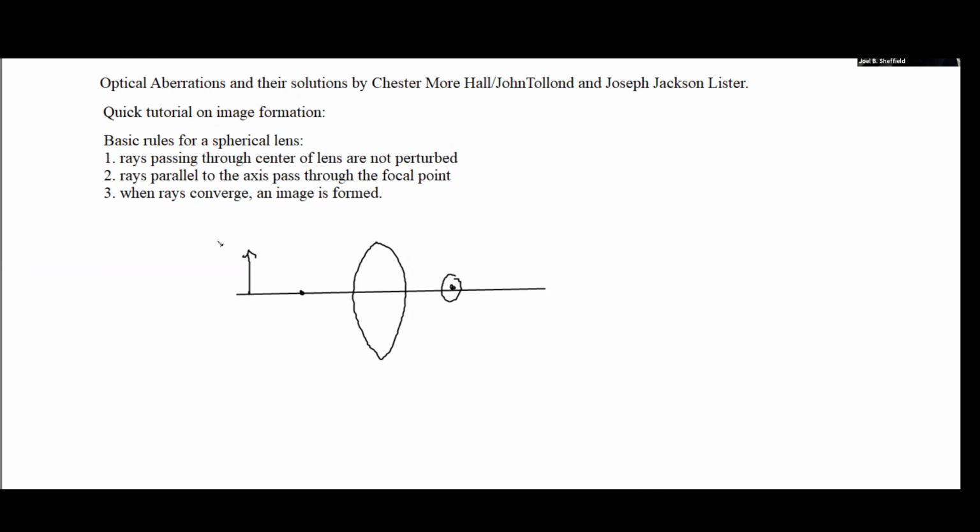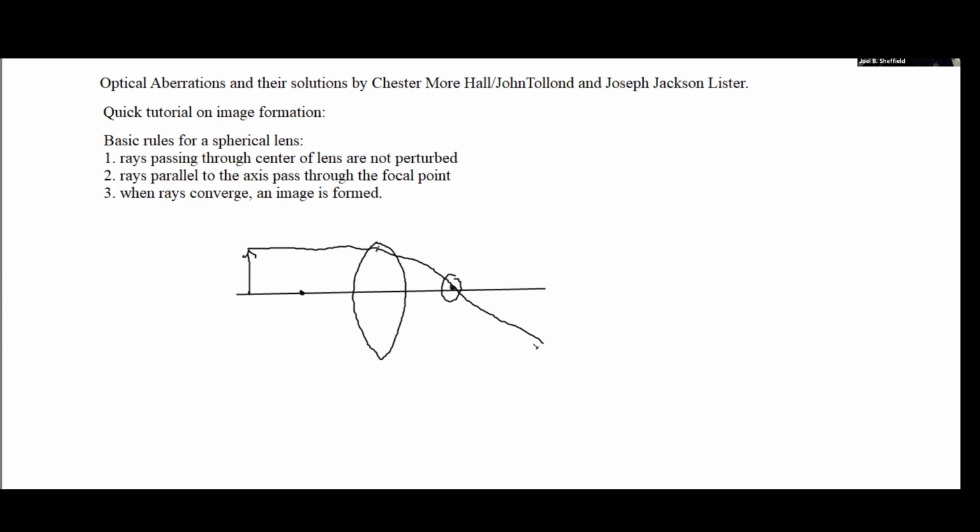So if you have light traveling, and I'll take one point here, say on this object, that's traveling parallel to the axis, like this, that ray of light will eventually be focused through the focal point, through this spot called the focal point. And so that's a rule you can use when you're trying to figure out how images are formed.